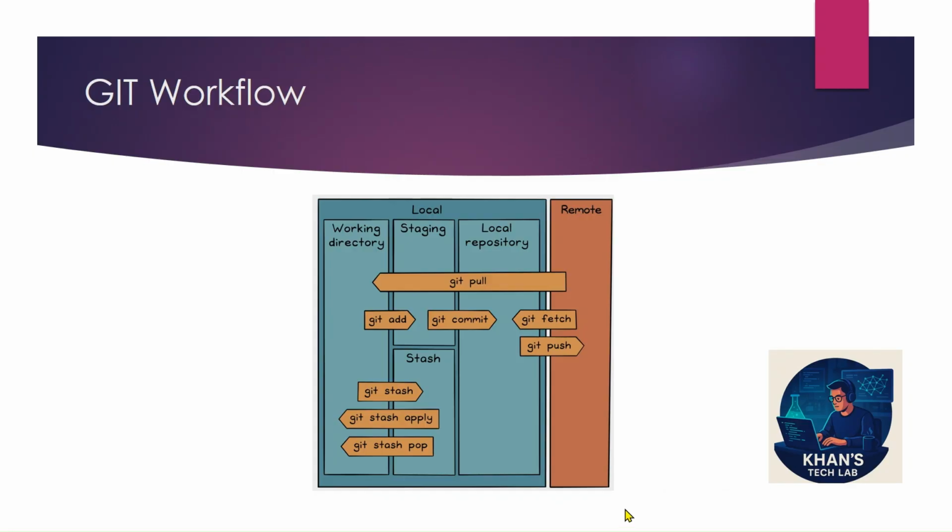Now, as you can see in the workflow, the git pull will directly make the changes to the local repository as well as the working directory, whereas the git fetch will not do it that way. Git fetch will first fetch the changes into the local repository. The actual file changes will not be applied to the working directory. So let us see how we can do that.